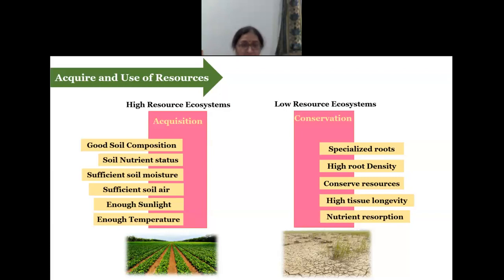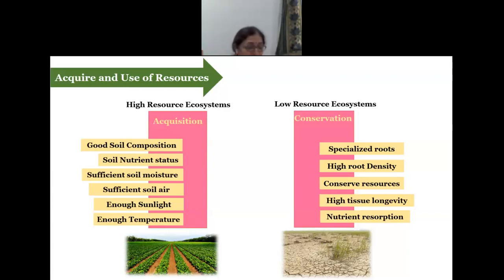So when we compare high resource and low resource ecosystems, we find that in a high resource ecosystem, these invasive plants are dependent on the acquisition of resources. While in a low resource ecosystem, they rely on conservation, and because of conservation, they are able to live for a longer duration.